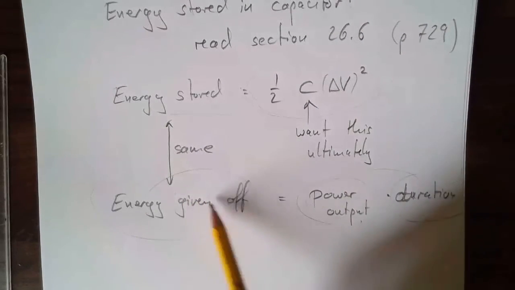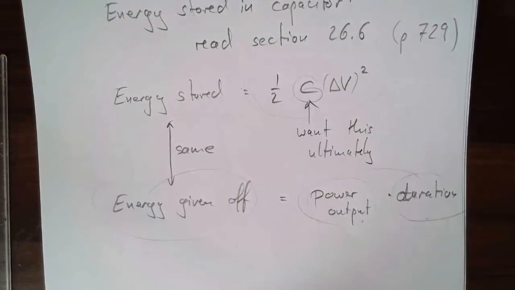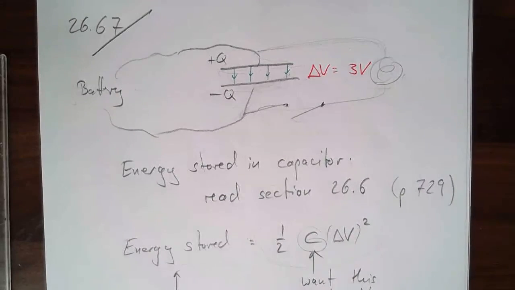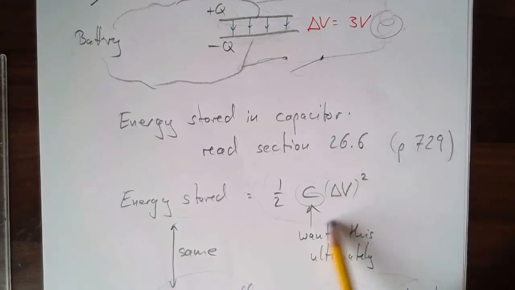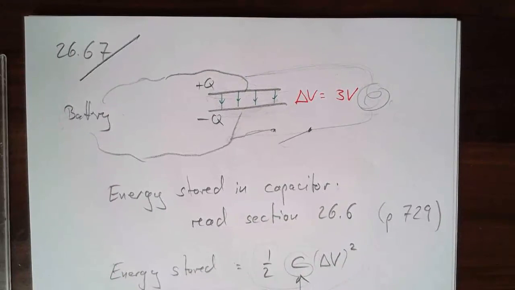So that allows you to calculate the energy. Using the energy, you can calculate C. Okay, so that was 26.67. You fill in the details here and make sure you understand where this comes from. This was part 2 of the homework preview.